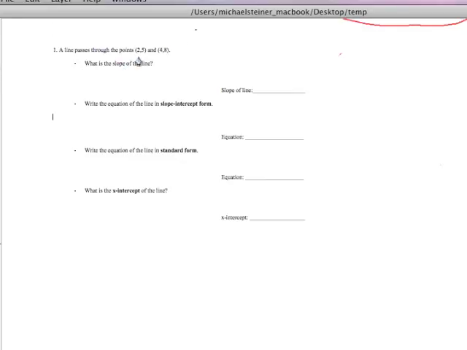The line passes through the points (2, 5) and (4, 8). So I'm going to write them over here: (4, 8) and (2, 5). What's the change in y? I'm going to go this way. The y just went up 3. How much did the x change? The x went up 2. If you see how I did that with these arrows, you can do it a lot faster now, hopefully.